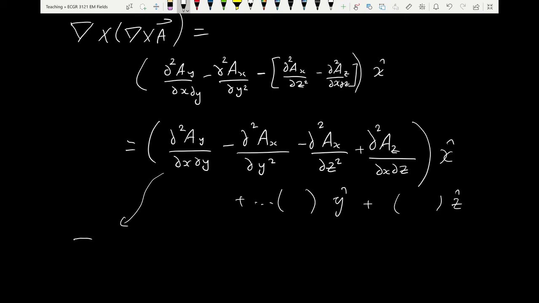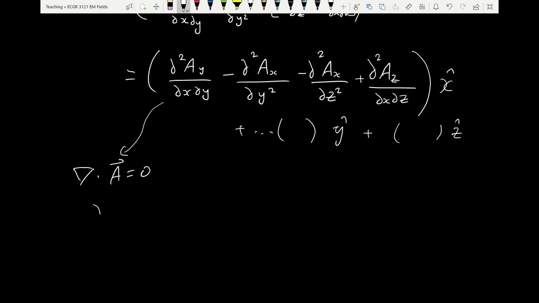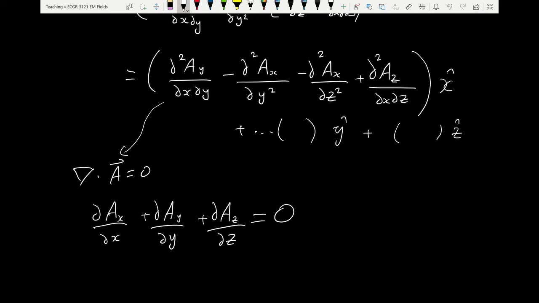Remember that we said we selected the divergence of A such that it becomes 0, right? What is the divergence of A in Cartesian coordinates? It's ∂Ax/∂x + ∂Ay/∂y + ∂Az/∂z. That's the expression for the divergence in Cartesian coordinates for a vector A. We said this needs to be equal to 0. Okay, so that's fine. Let me now take this and differentiate it again by x, right? So 0 differentiated by x remains 0.